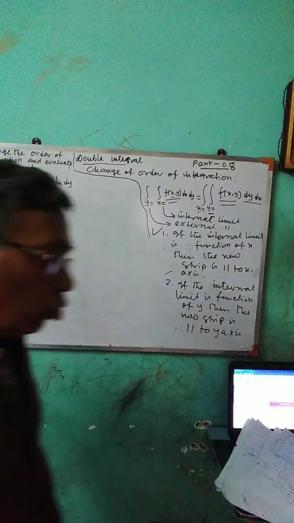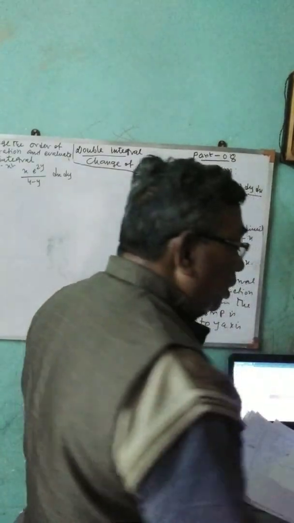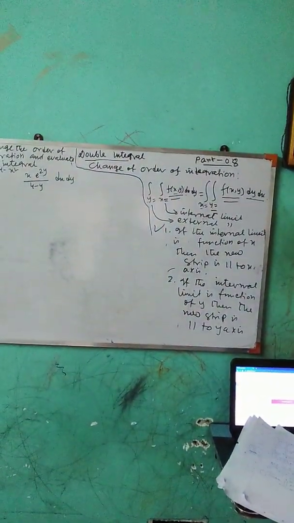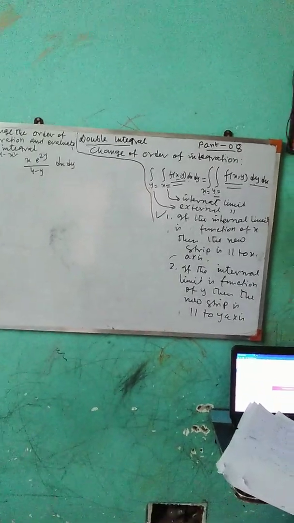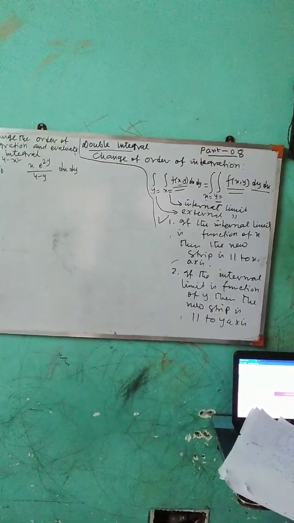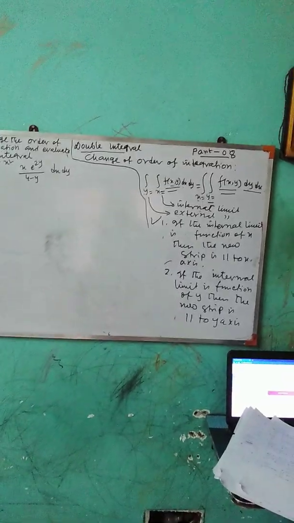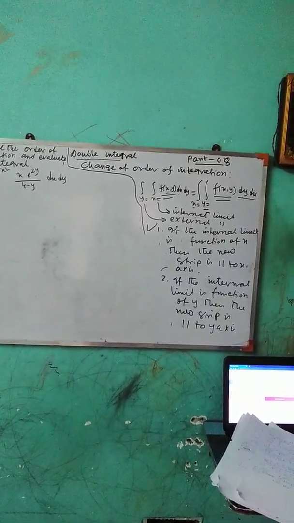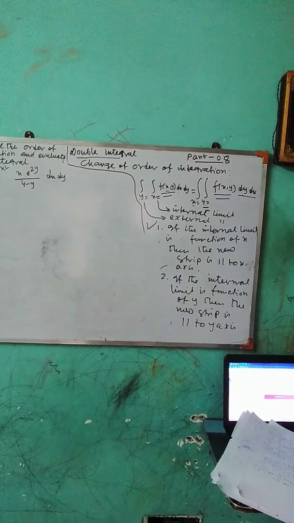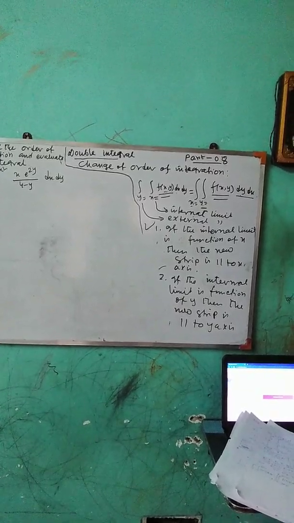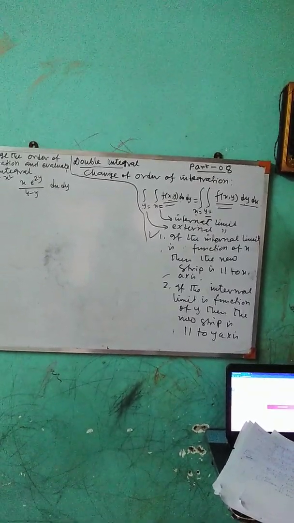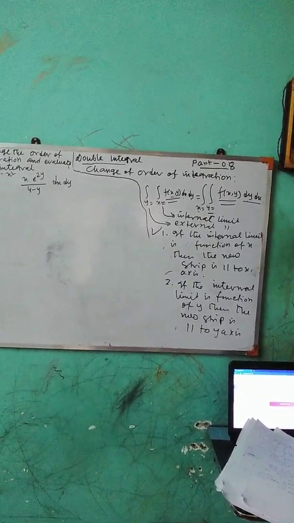Actually, the question is: in double integration, why are we changing the order of integration? Some of the problems connected with double integrals, which seem very complicated, can be made easy to handle by change of order of integration. That is, if we change the order of integration, then the complicated double integration will be easy.